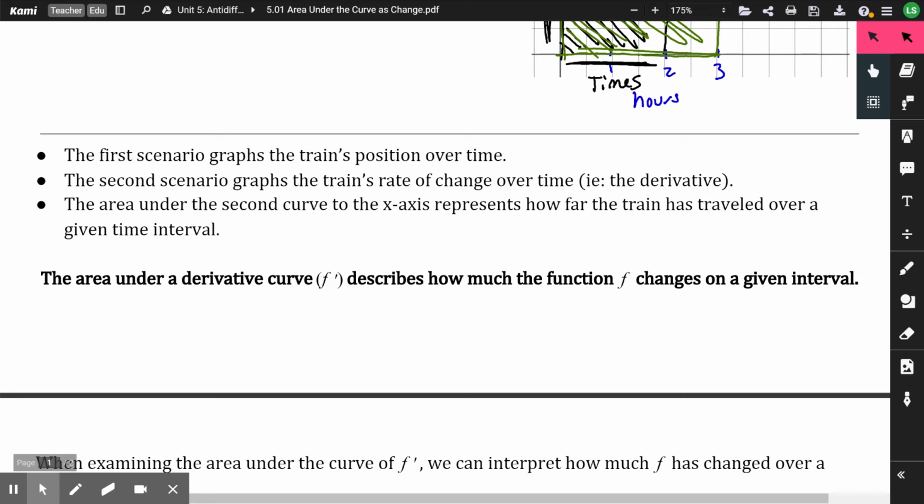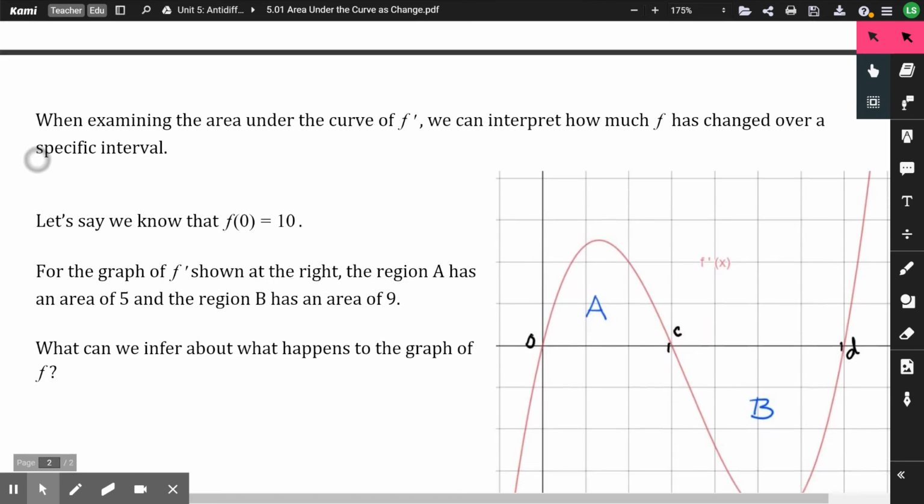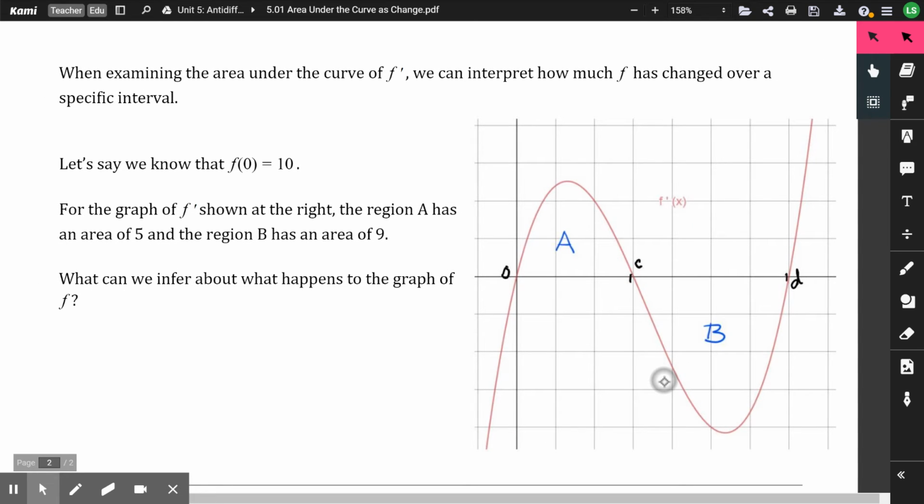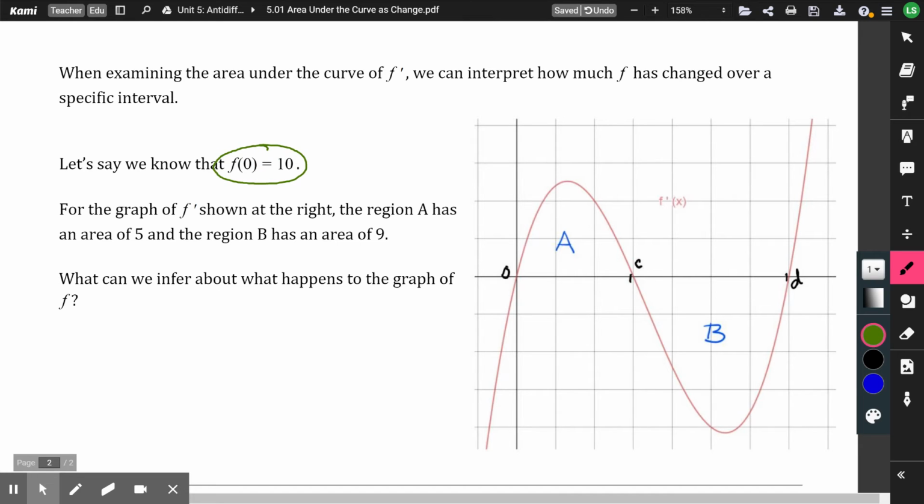So the area under f prime would be able to tell us how your function f has been changing, how far it has gone. One example of how we can use this for a situation that's not a train, but more of a graph analysis: let's pretend that we know, for example, that f of 0 is worth 10. That is a starting point.